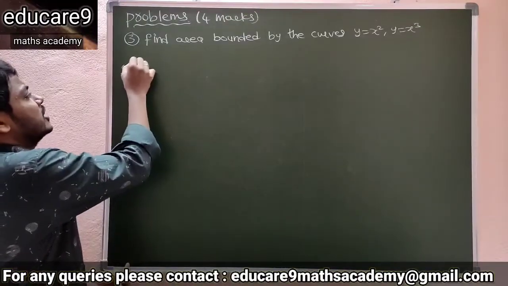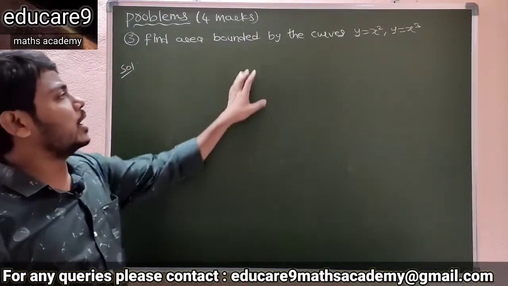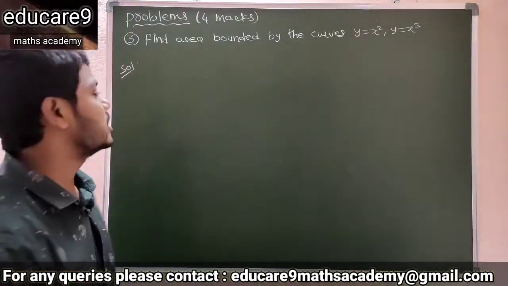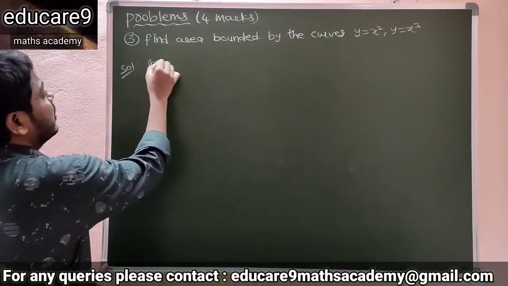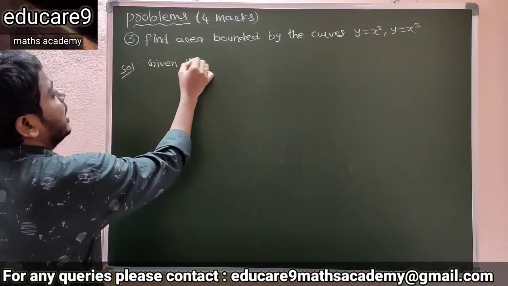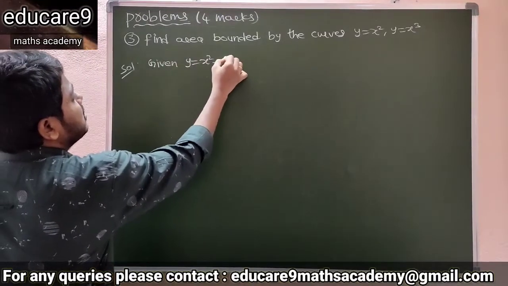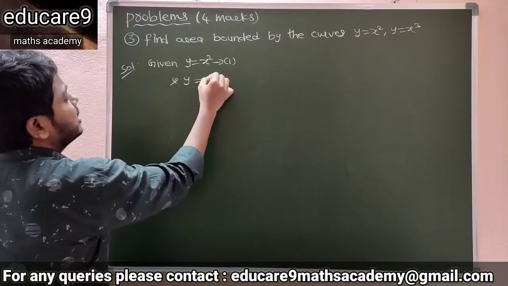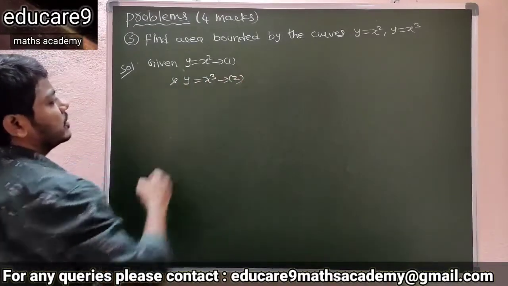So see the third solution. Find the area bounded by the curves y is equal to x square and y is equal to x cube. So see here the given curves: y is equal to x square, this is the first equation, and y is equal to x cube, this is equation 2. Okay.